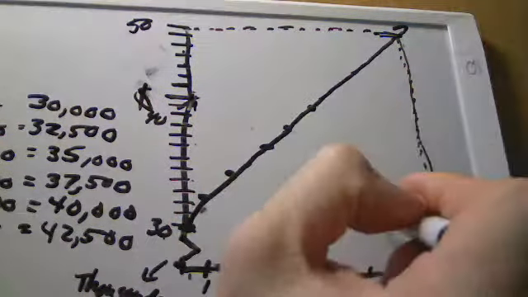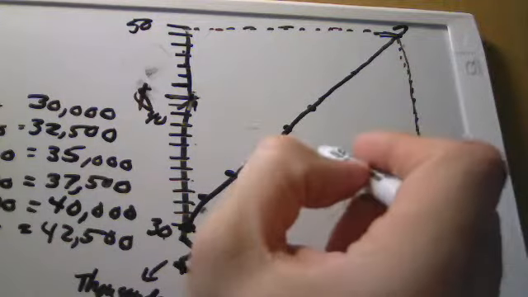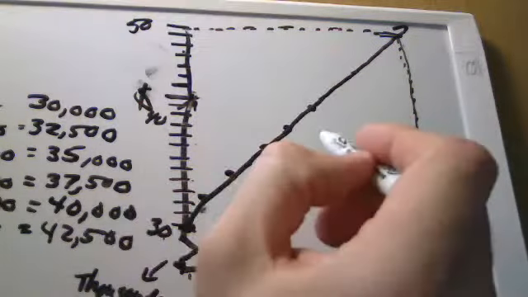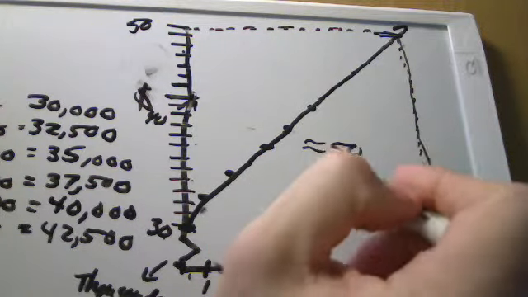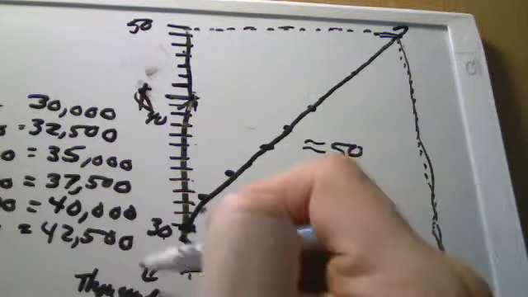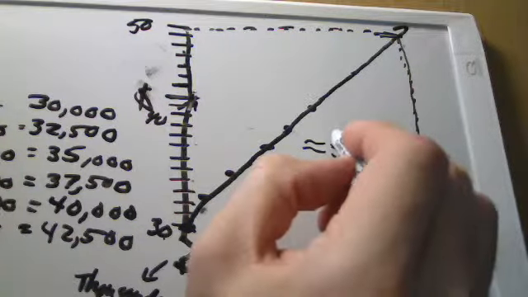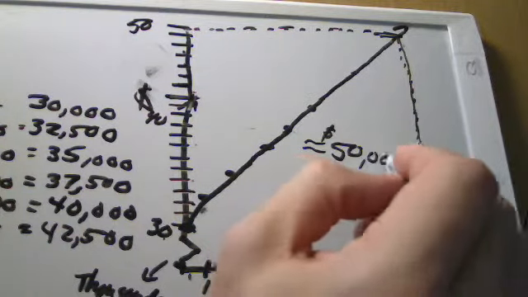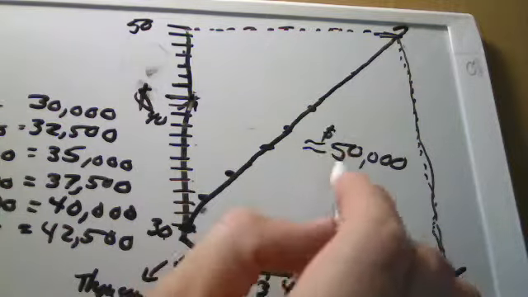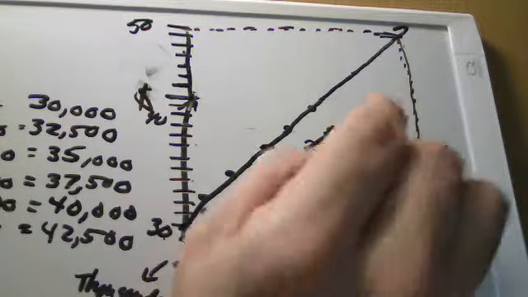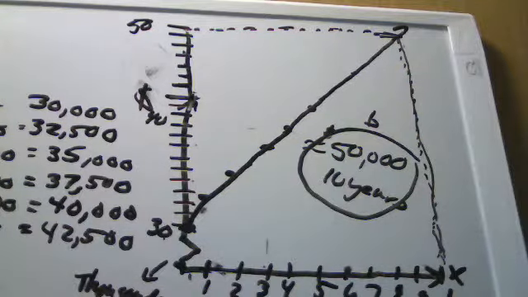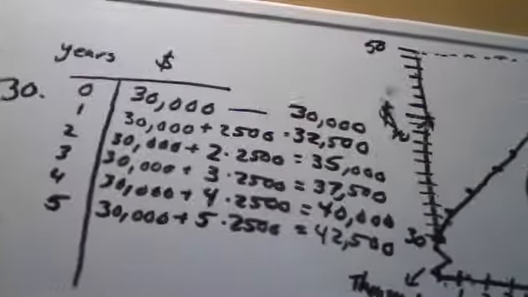With a more accurate table or a grid, you can probably get a better estimate, but it's going to be approximately 50. Now, is it $50 or 50,000? Well, since my graph is in thousands, it's going to be $50,000 for 10 years. This answer is for part B, and this answer is for part A.